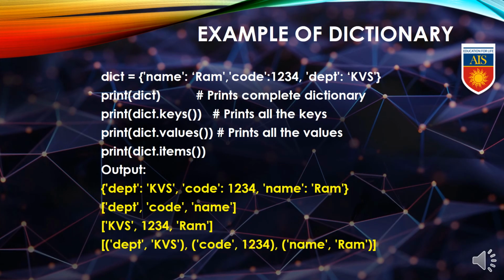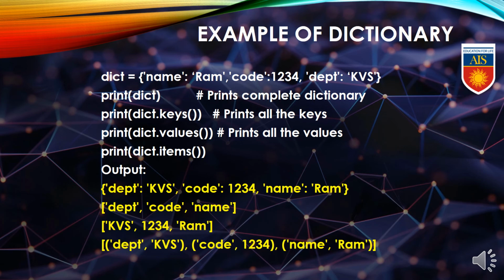Here is an example of a dictionary. dict equals name, Ram, code 1234, department KVS. That means we are going to create a dictionary. So over here, first we need to mention the field name and then the value, that means key and value together. So name is Ram, code is 1234, and the department is KVS. Then print dictionary. It will print the complete dictionary.